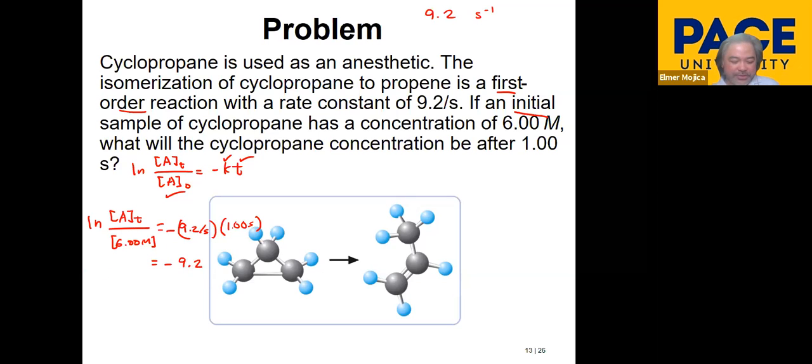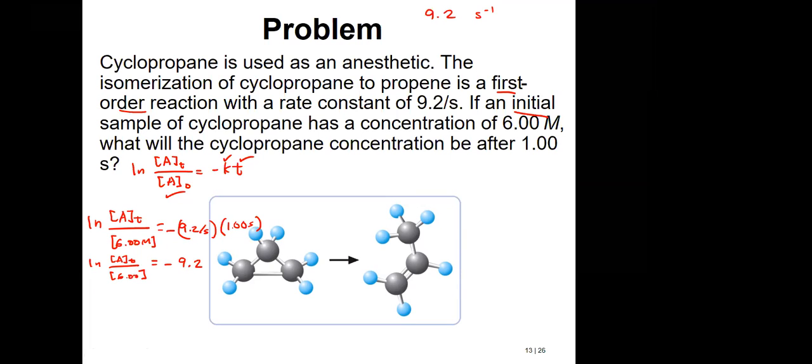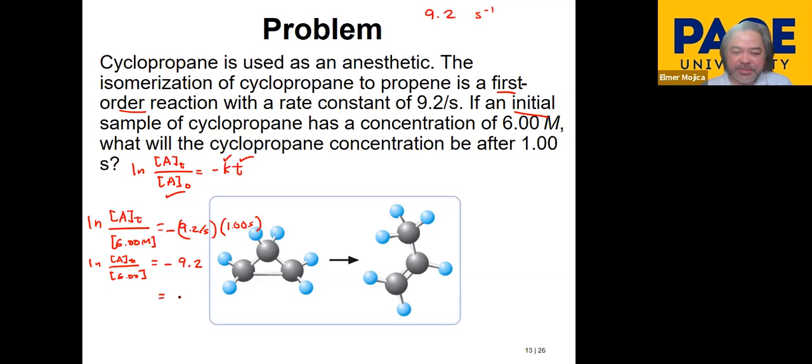Now, how are we going to remove the ln here? Anyone? How are we going to remove the ln? You raise it to the e. So you need to get the corresponding e to the negative 9.2. So this becomes [A]t over 6. And what is e raised to the negative 9.2?